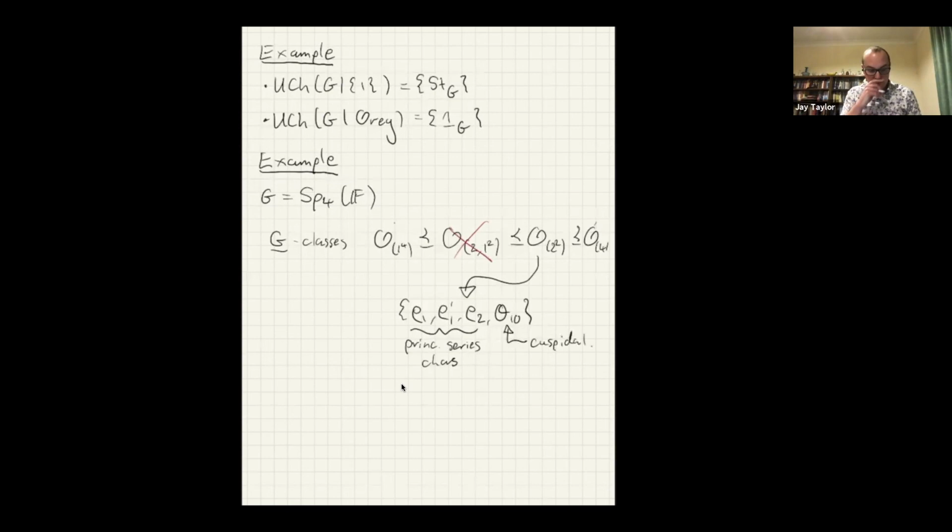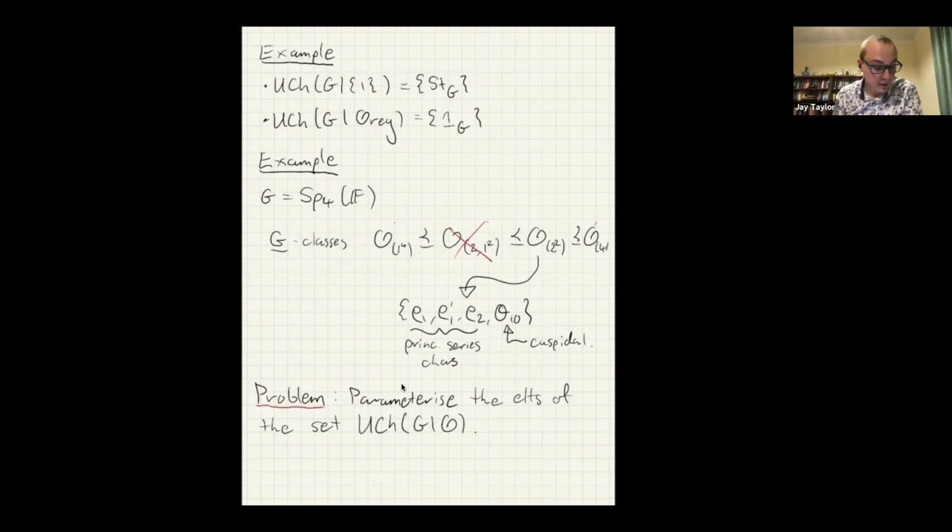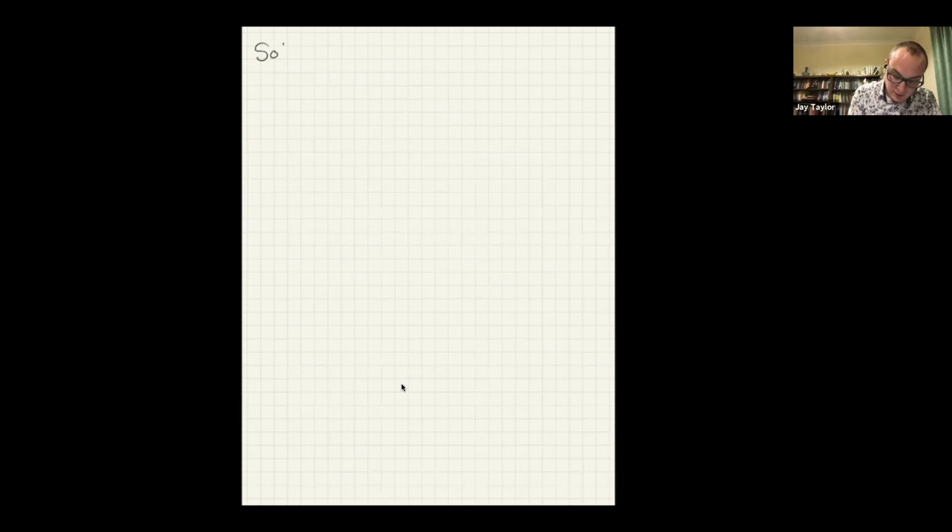Okay, so this idea gives us a way to roughly partition the set of unipotent characters. And so now we're left with a problem. We want to parameterize the elements of these sets. Now, it will not surprise you to know that this problem has already been solved by Lusztig, around the mid 80s.